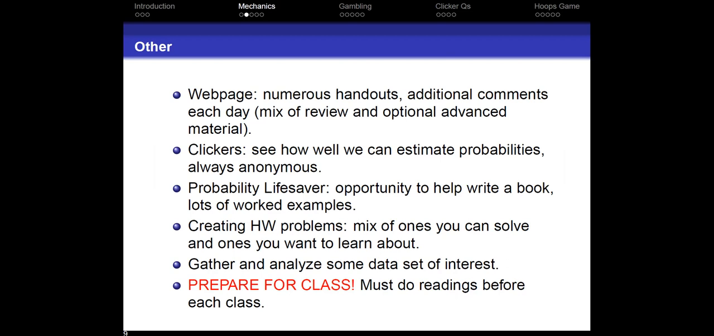In previous years, I've used clickers. I'm going to assume right now that everybody has a smartphone or some device. If not, let me know. What I might do instead is just have people go to some sheet online when we're doing stuff like that.